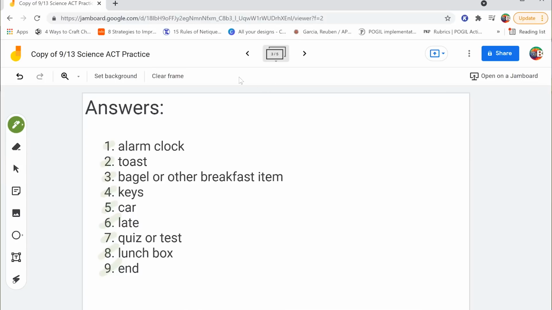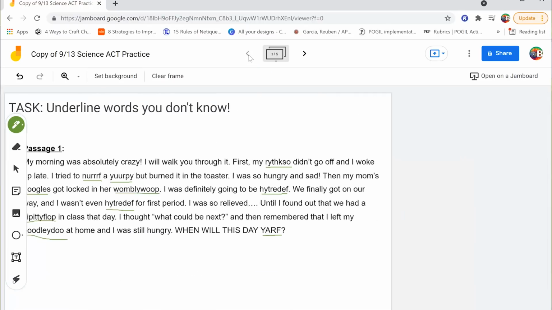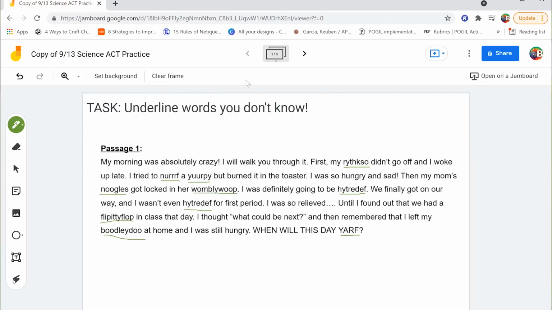While I'm talking to you about the answers, I am going to go back to slide number 1, but feel free to leave your slide 3 open. Number 1 is alarm clock. Her alarm clock didn't go off and she woke up late. You could have also said phone alarm or just alarm. Any of those words indicate that the thing that wakes you up did not go off, which means that you understood the context. Number 2 is toast.